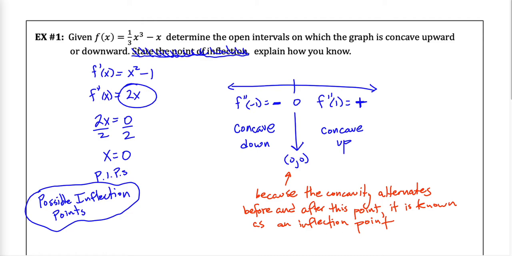The downside to these calc notes is it's super hard for me to write small on this tablet. So I don't know if you guys can read that or not. I'm trying my best, but because the concavity alternates before and after that point, so it's a possible inflection point, and if you find out that the concavity alternates before and after, then it is an inflection point.